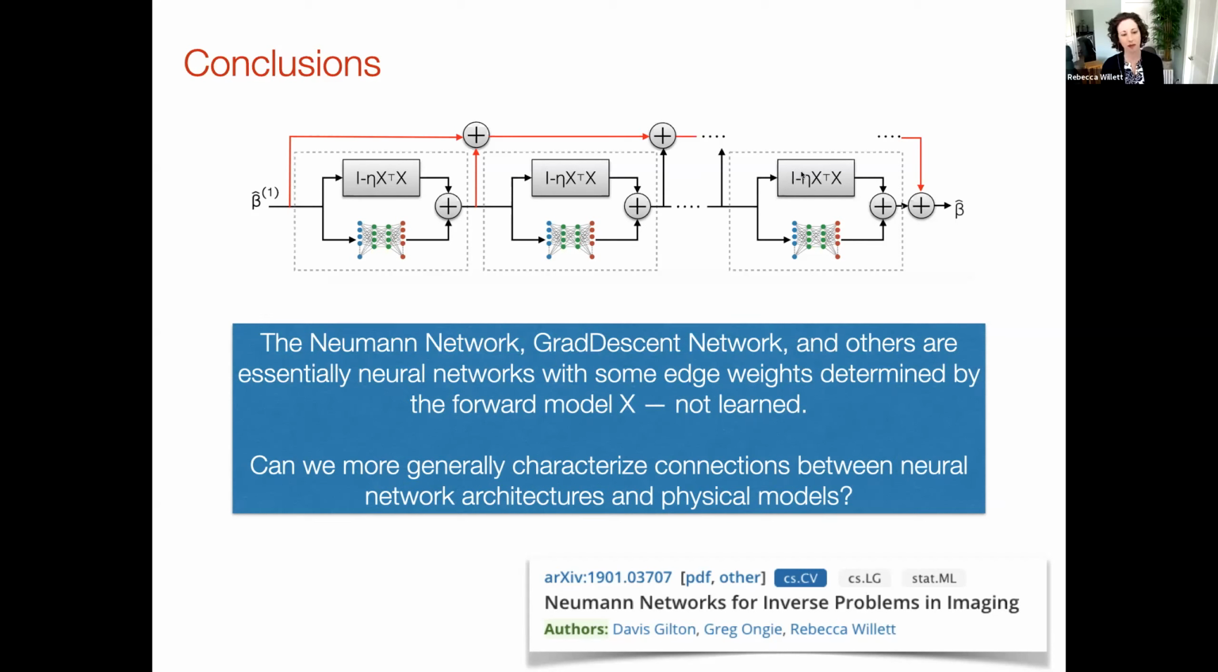And I think this is really interesting because then it raises questions about how in general we could characterize connections between neural network architectures and physical models, or how in general physical models should be influencing the way we choose and design different neural network architectures. And I think this is a wide open question that I'm excited to continue studying.